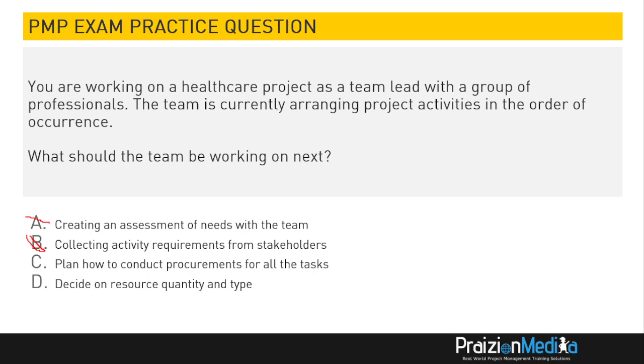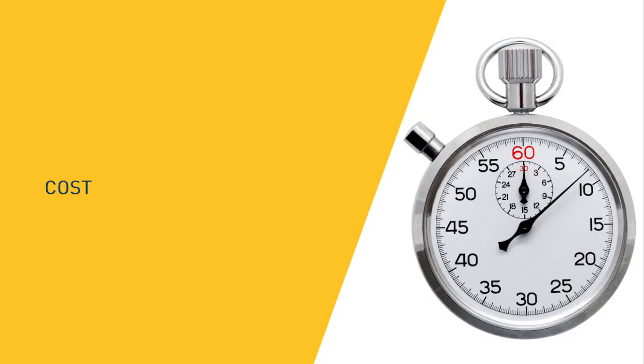Plan how to conduct procurements for all the tasks. Well, what does this have to do with procurements? So that will have to go. So the best answer is to decide on resource quantity and type. This happens in resource management. And yes, I know we're in schedule management, but the other things have either been done or don't make sense. So the best option is decide on resource quantity and type. So when you sequence activities, before you estimate activity durations, you should think about the resource quantity and type. And that's why that's the best answer.